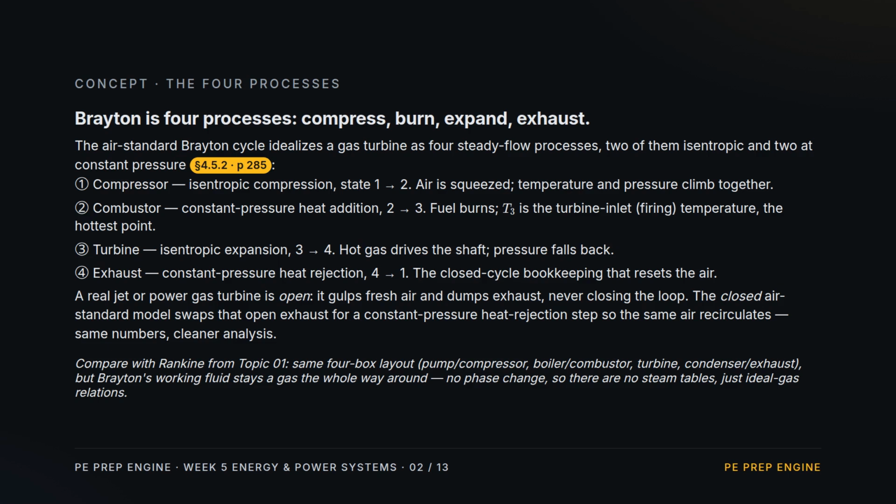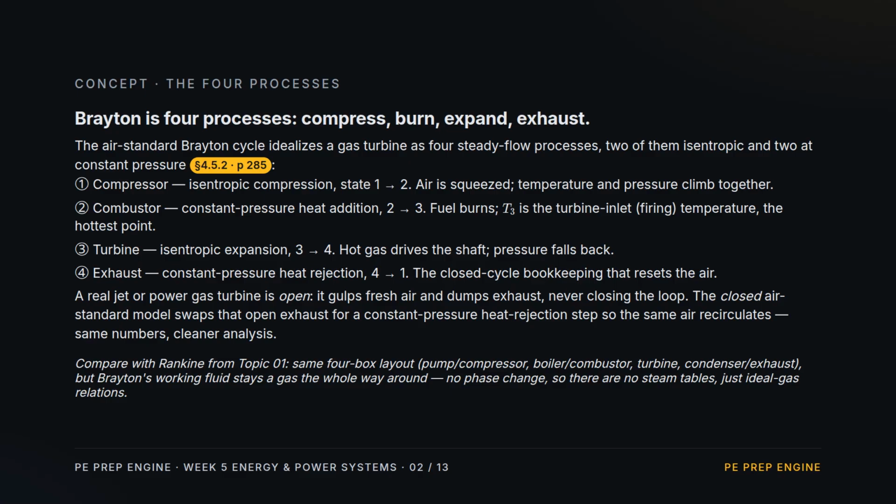Brayton is 4 processes. 1. The compressor squeezes air isentropically. Temperature and pressure climb together. 2. The combustor adds heat at constant pressure, reaching the turbine inlet temperature, the hottest point in the cycle. 3. The turbine expands the hot gas isentropically and drives the shaft. 4. Exhaust rejects heat at constant pressure and resets the air.